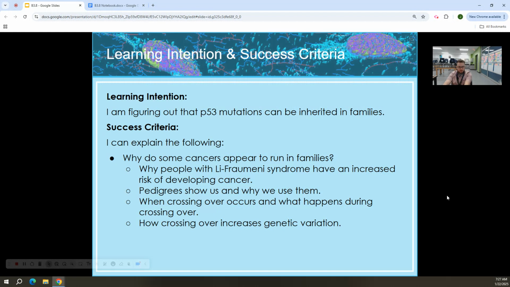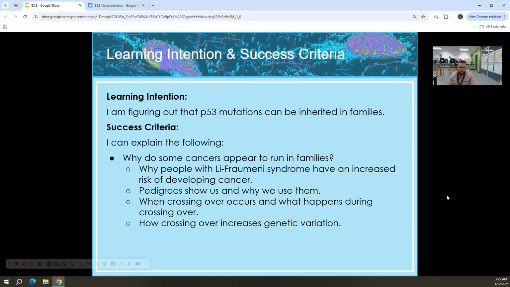Okay, starting with the learning intention and success criteria, we're figuring out that P53 mutations can be inherited, or passed down through families, and we can explain why some cancers appear to run in families. Again, that's our lesson question, breaking that down into some smaller things we should know: why people with Li-Fraumeni syndrome have an increased risk of developing cancer, and what pedigrees show us and why we use them.